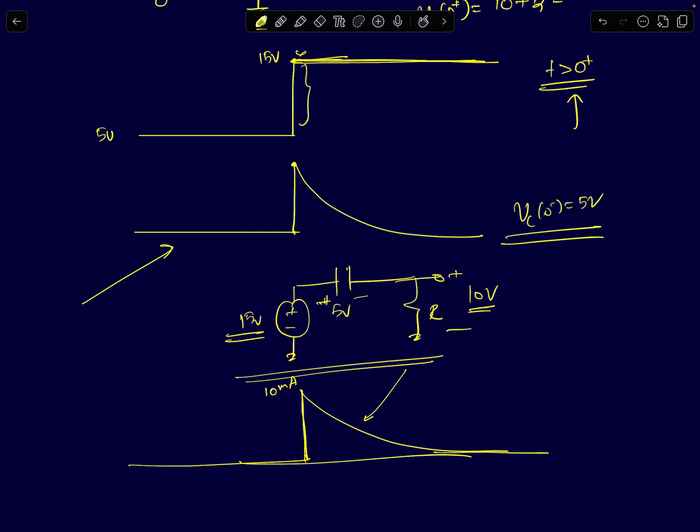In the next lecture, we'll talk about RL based integrators.